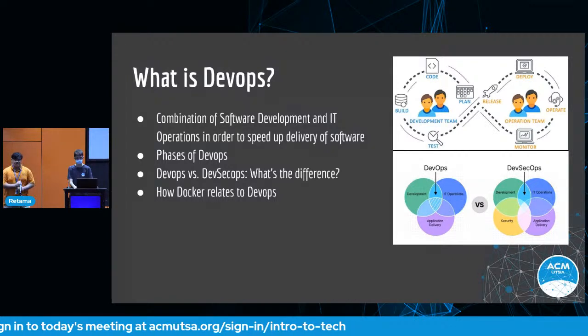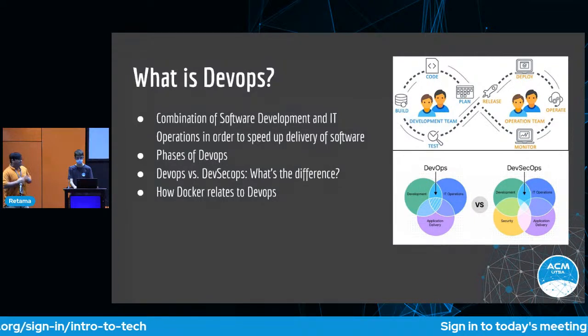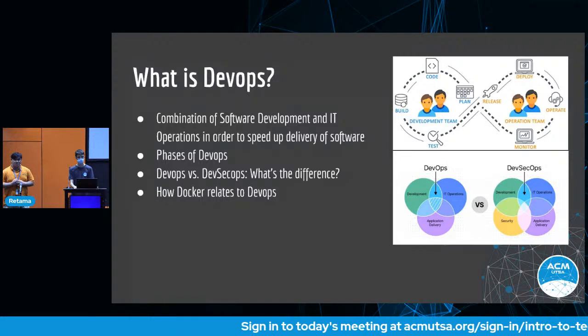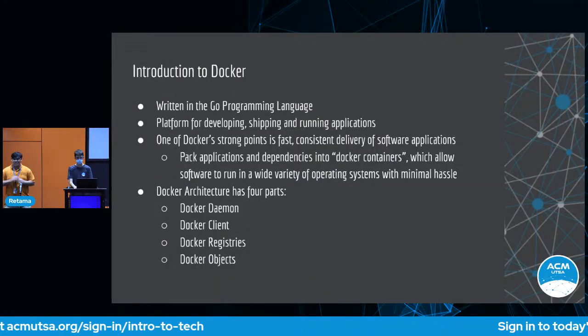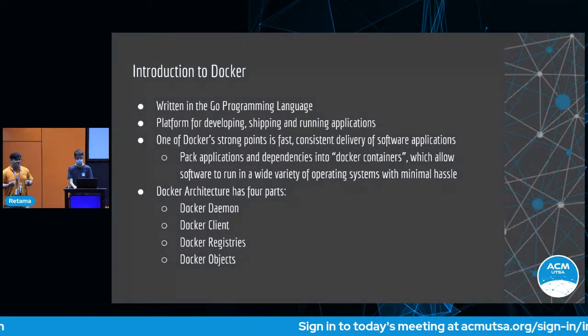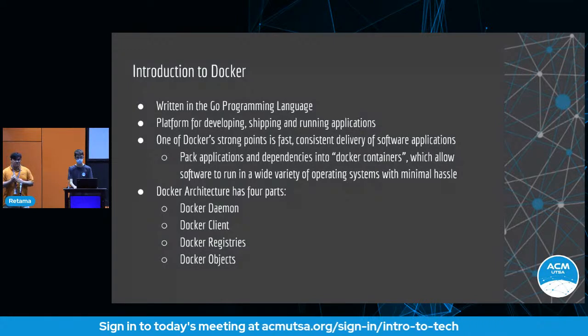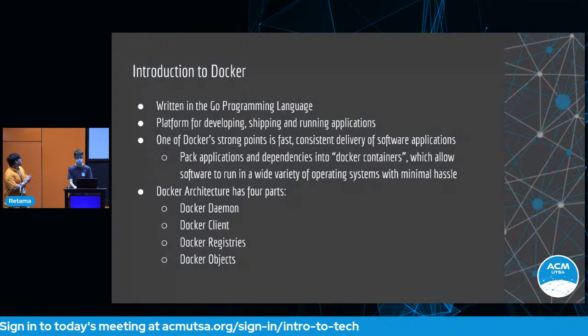And how Docker relates to DevOps is that you might have looked at the different stages of DevOps. Docker is in the deployment phase because I'll explain in the future slides. Docker makes it really easy to deploy your applications because of what it does and also what it is. So what is Docker? Docker is written in the Go programming language, which was invented by Google. It's short for Golang. So basically, Docker is written in the Golang programming language.